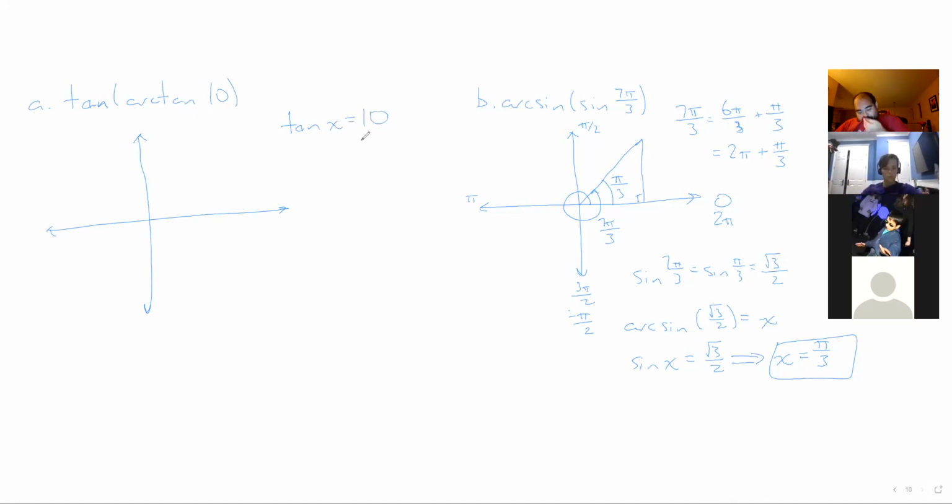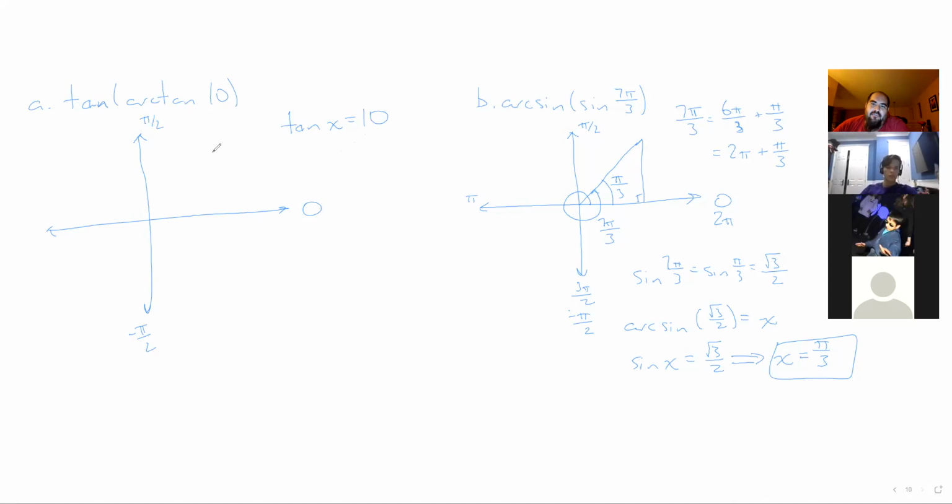Now, think about what the range of the arctangent function is. What's the range of that function? I don't have this one memorized off the top of my head. Okay. This one's negative pi over 2 to pi over 2. Same thing as arcsine? No, not quite, because it doesn't include the endpoints.